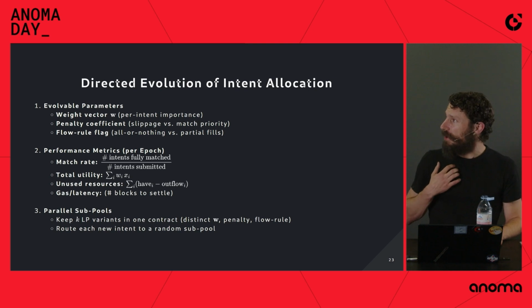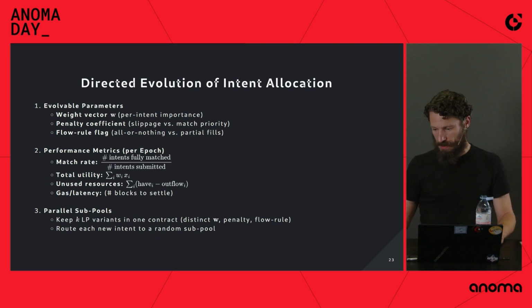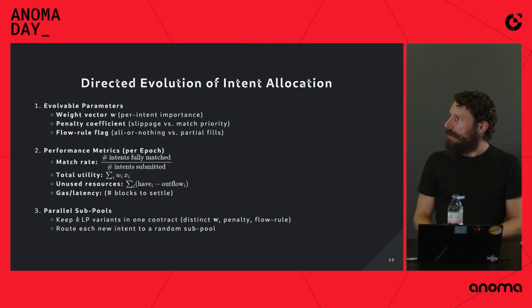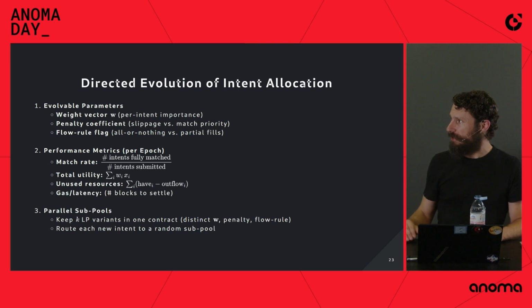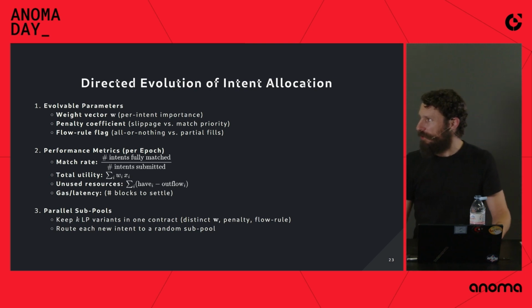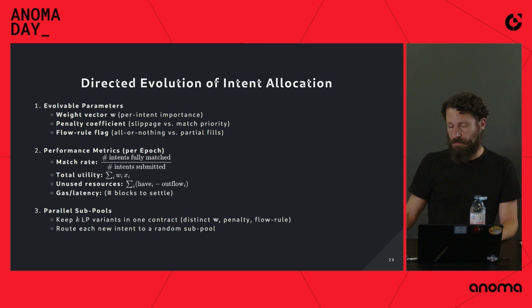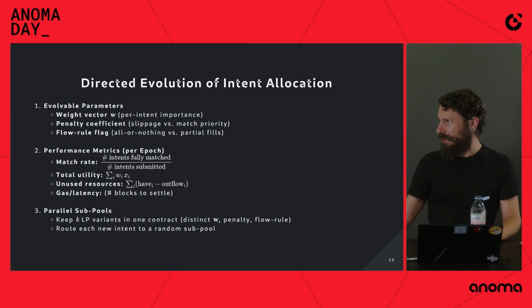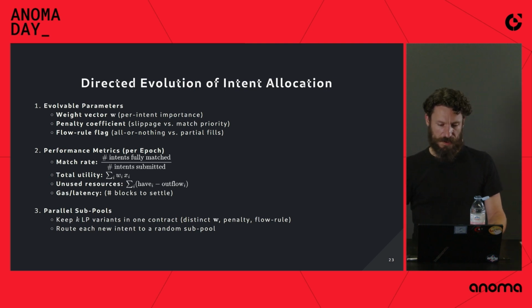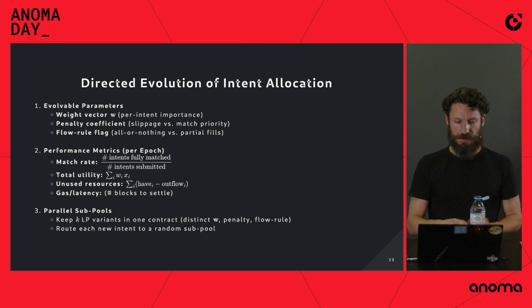And here I want to go off on a bit of a tangent, I suppose, and see how this could be done in Web3 as well, particularly in the context of intents. So we might imagine a set of evolvable parameters: a weight factor, the penalty coefficient, the slippage versus match priority, or flow rule flags concerning full or partial fills, for example. We have certain metrics that we can define, like the match rate of our intents, the utility thereof, the unused resources, gas and latency. Then we can create subpools out of this with different variants of the linear programming.